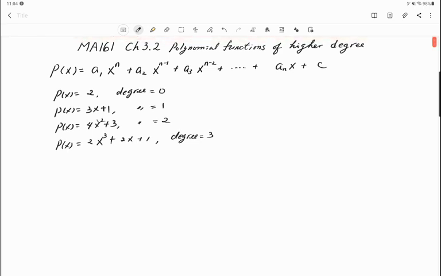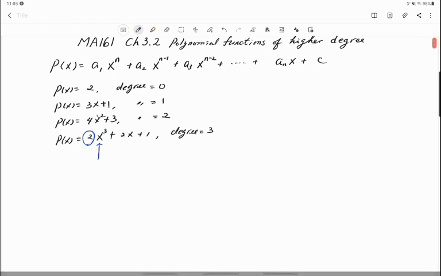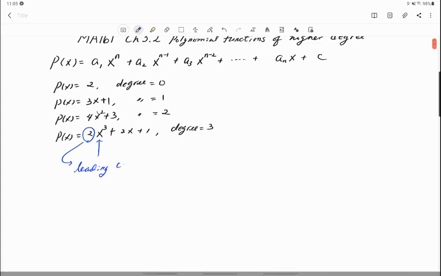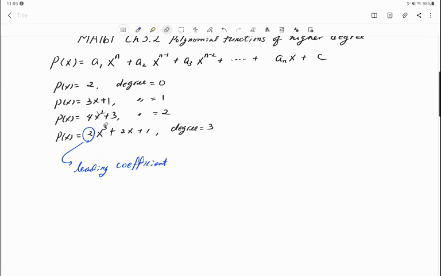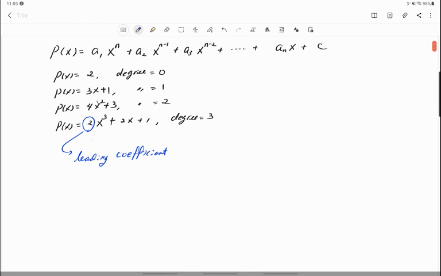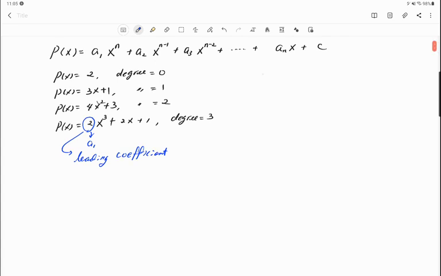All right. And then we call the coefficient of the highest degree term the leading coefficient. This leading coefficient is really important because using it, we can determine the type of graph. So for example, let's say a1 is the leading coefficient, and a1 is greater than 0.